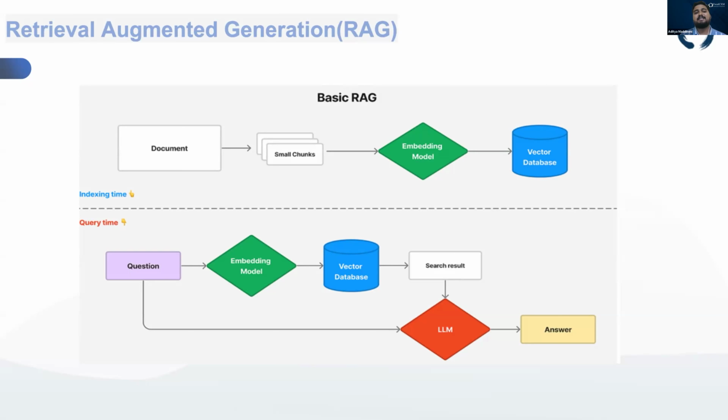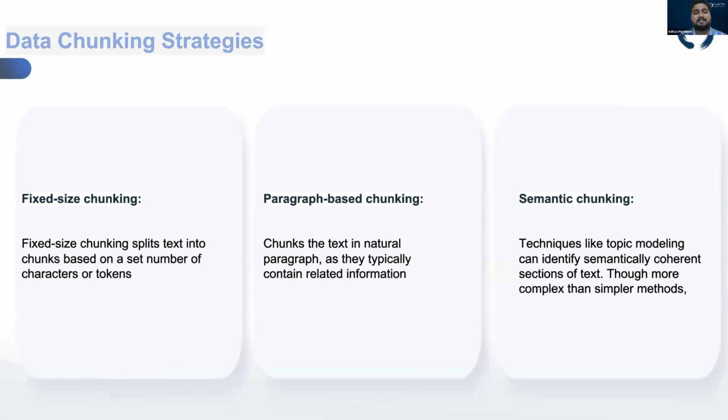Today, we're going to discuss one advanced RAG strategy in the indexing phase and one advanced RAG strategy in the retrieval phase. In basic RAG, we use fixed size chunking, which means we split the text into chunks based on a set number of characters or tokens. In LangChain, we use character text splitters to perform this kind of chunking. Moving on to paragraph-based chunking, here we chunk the text along natural paragraph boundaries. In LangChain, we use the recursive character text splitter to perform this kind of chunking.